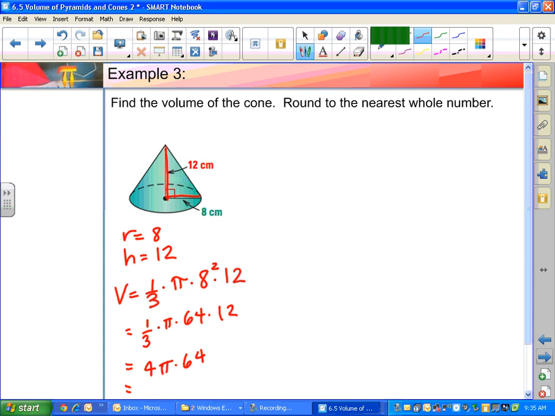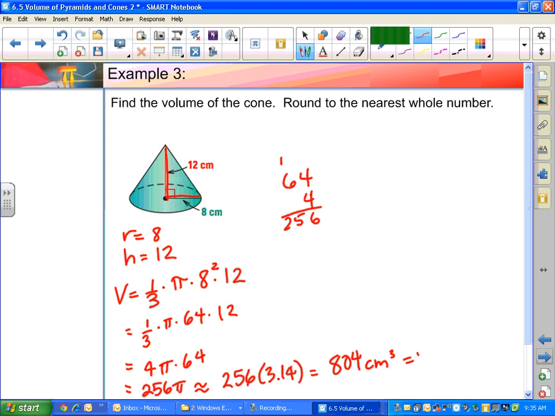4 times 64 is, let me see, that's something I should just know, yeah, 256. So that's 256 pi. But rounding to the nearest whole number would be 256 times 3.14, which is about 804. So in this case, 804 cubic centimeters would be the volume for this cone.